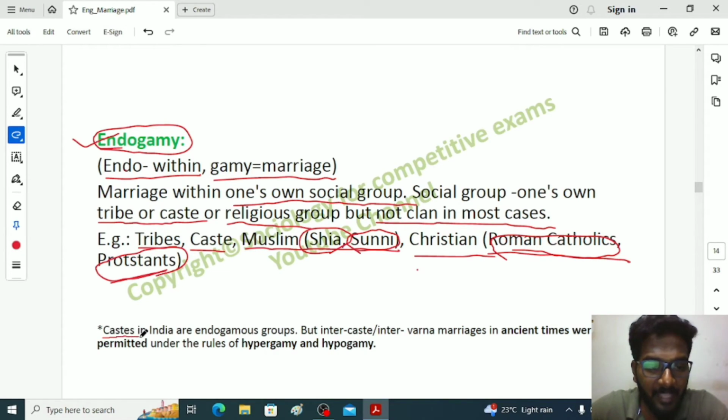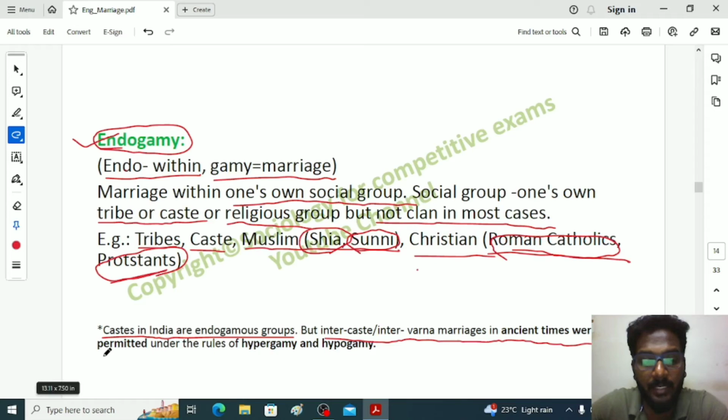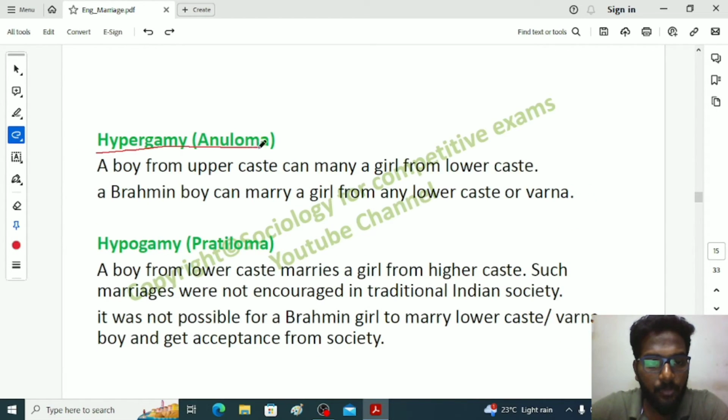Apart from that, castes in India are endogamous groups, but intercaste and intervarna marriages in ancient times were permitted under the rule of hypergamy and hypogamy. Now we'll learn what hypergamy and hypogamy are. Hypergamy is also known as Anuloma.